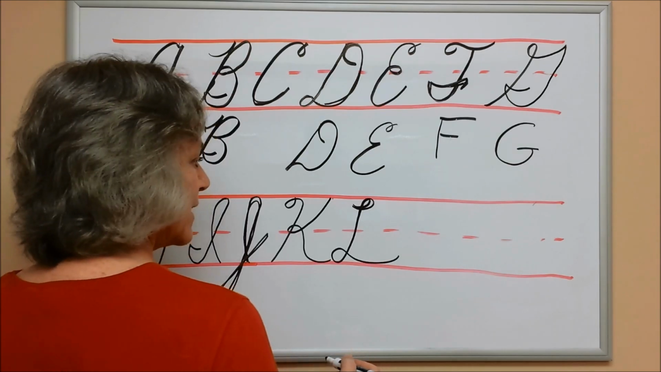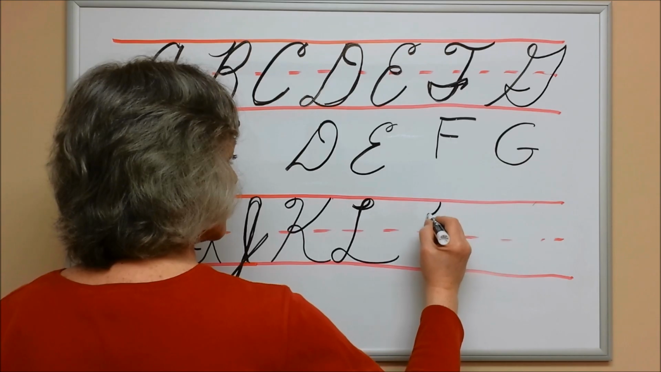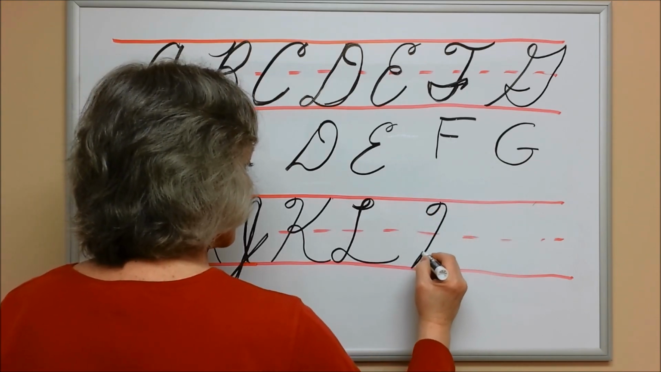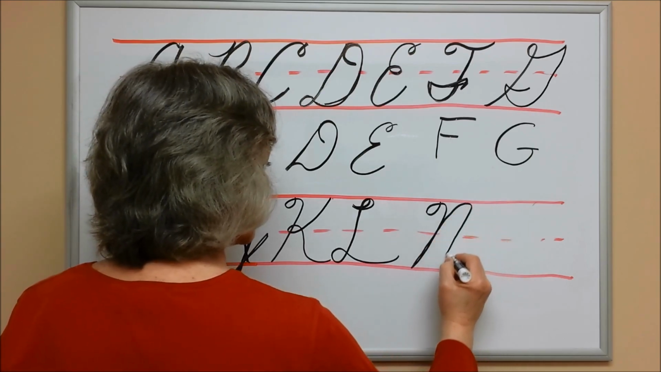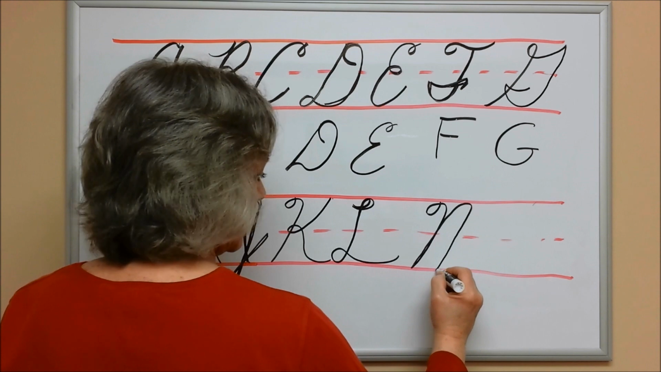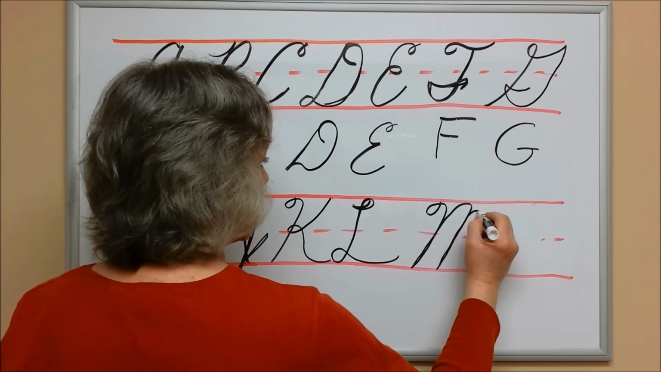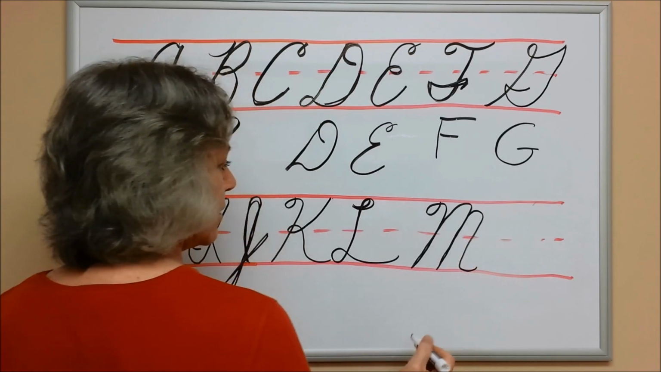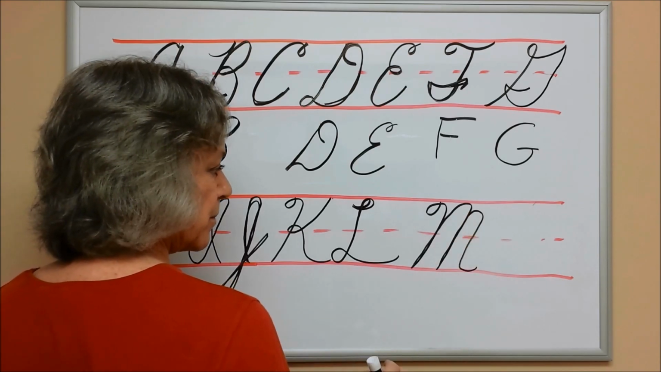Okay, the M is next. Start at the top, make a loop, come down, go back up your line, all the way to the top, come down again, keep your pen on the paper, go back up the line, make another loop, come down to the bottom, and there's the tail. Notice the second loop is not as tall as the first loop.